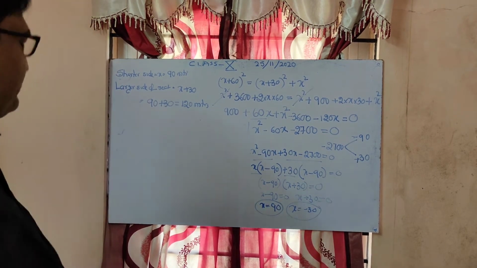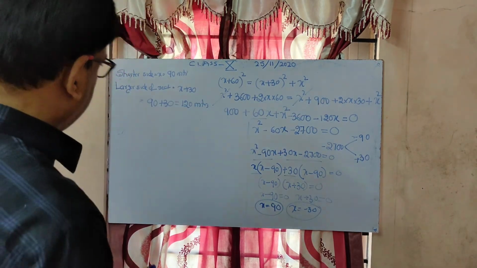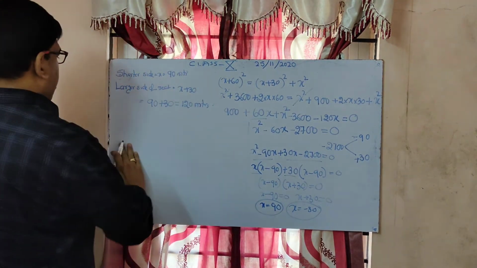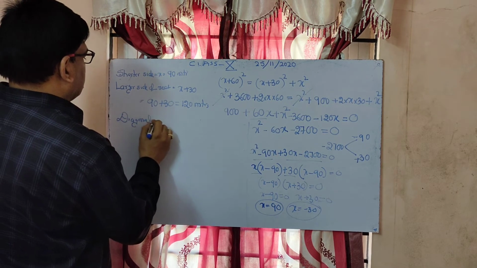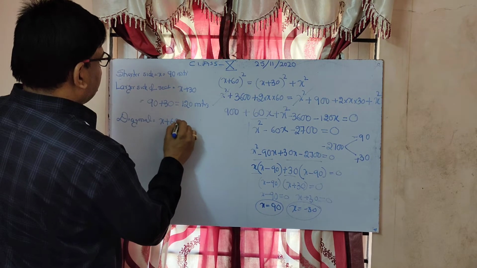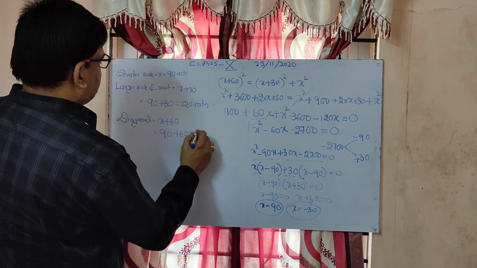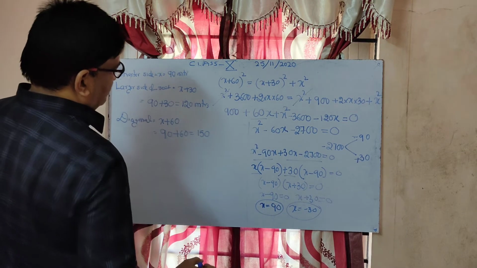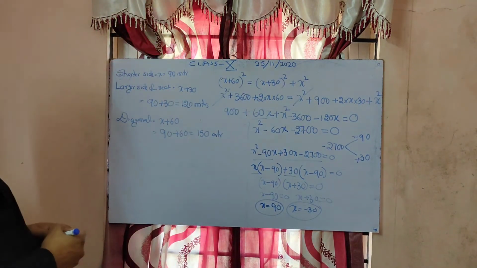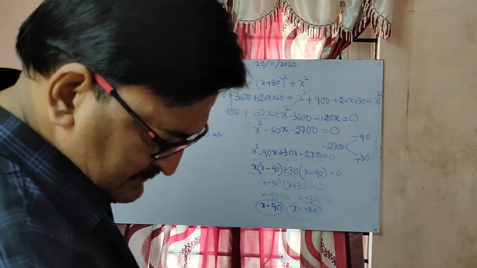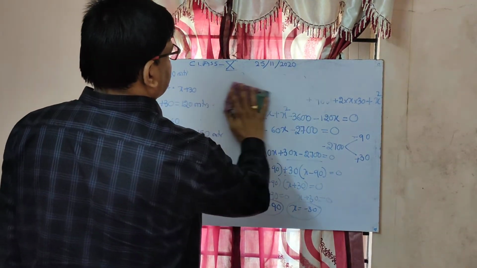Now, let us do the next example. If you want to calculate even the diagonal, you can write diagonal is equal to x plus 60, isn't it? So x is 90 plus 60, that is 150 meters, isn't it? So this is how you can do it. Now we'll take the next example.